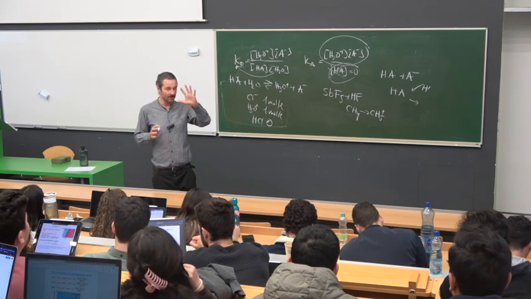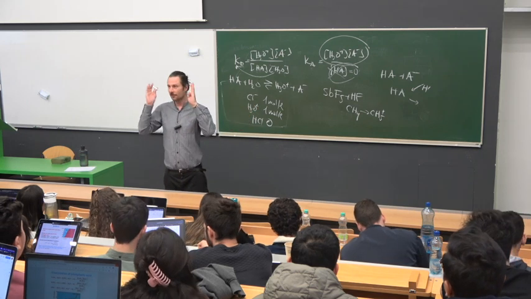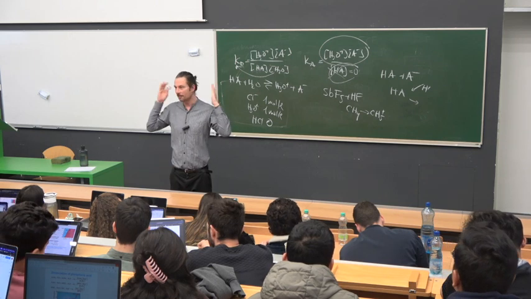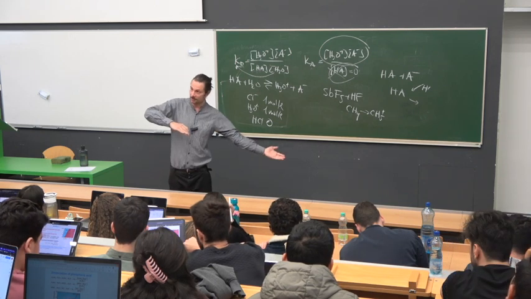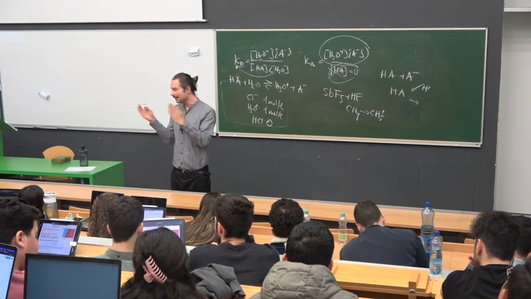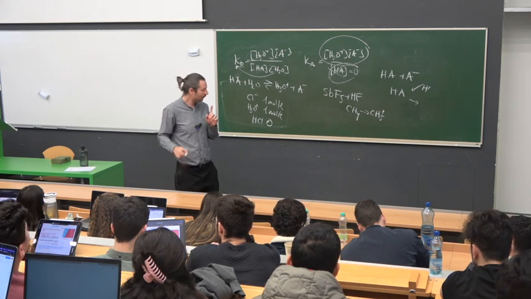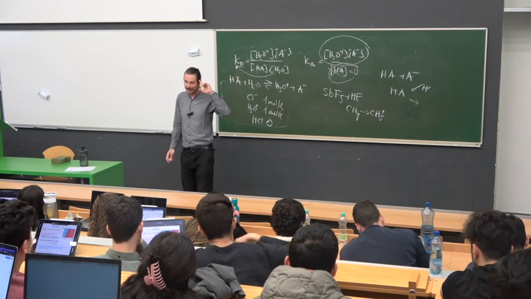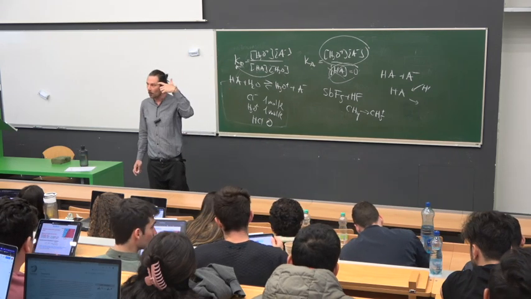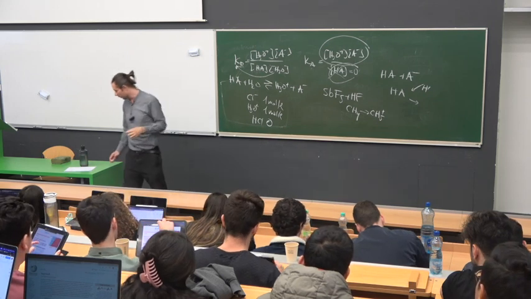So you could start with either the salt or the acid. It doesn't matter. But for the buffer to work, you must have a mixture of both forms. Otherwise, the buffer would only work in one direction. And we need it to work in both directions because we want to stabilize any kind of changes in pH or in proton concentration. Hopefully it's now a little bit clearer what the actual mechanistic principles of buffer function are.